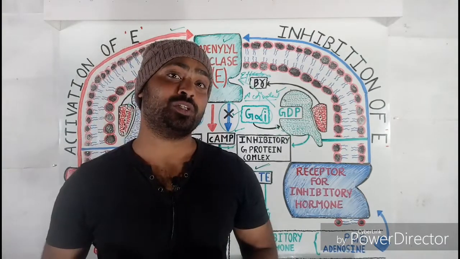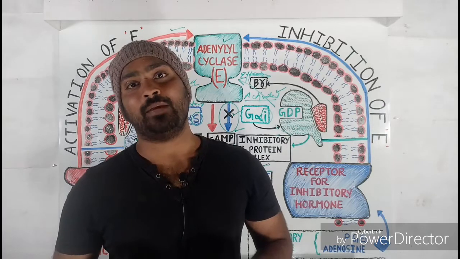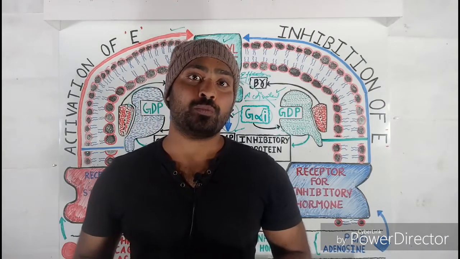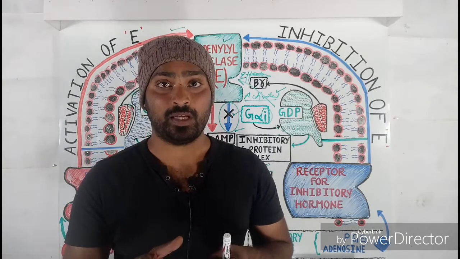So this was about how the adenyl cyclase enzyme is activated and inhibited, and how we get cAMP from ATP by the action of this enzyme. In the next video we will talk about the action of cAMP on the PKA enzyme in detail.